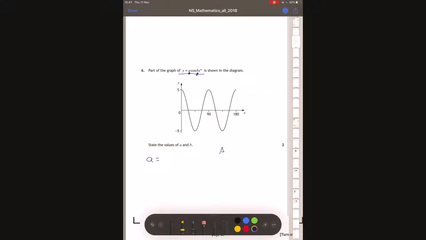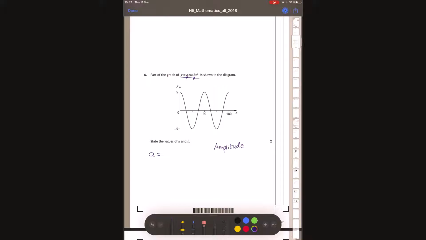The amplitude formula: some people can just read it off the graph, but if you can't, that's okay. This is a good way to check. Amplitude is equal to the maximum minus the minimum, all divided by 2. Our maximum here is 5, and our minimum is -5. You can just read that off the graph. So 5, subtracting a negative, is positive. So it's 5 plus 5 over 2, which is 5. So that's our value of A.